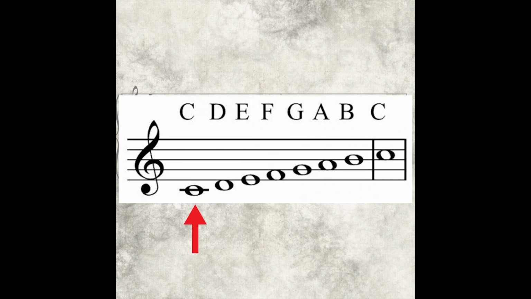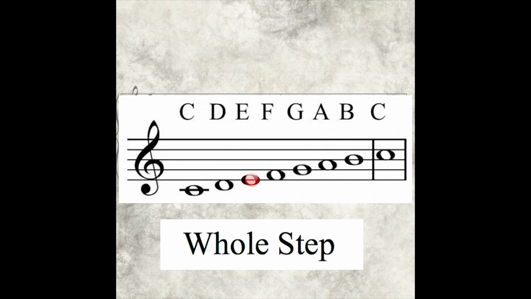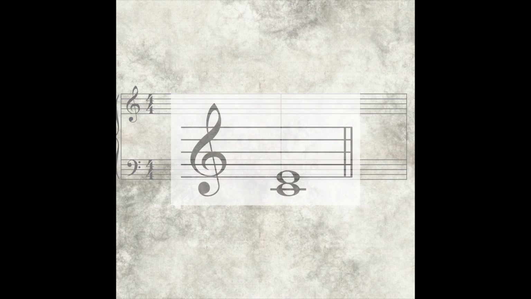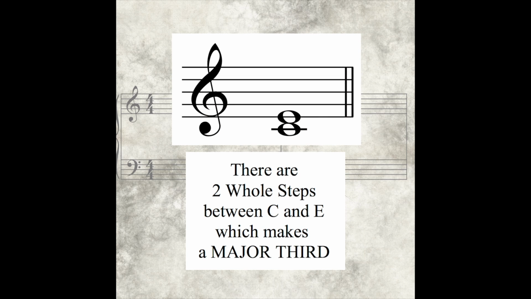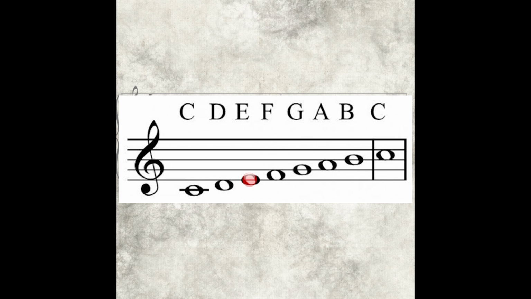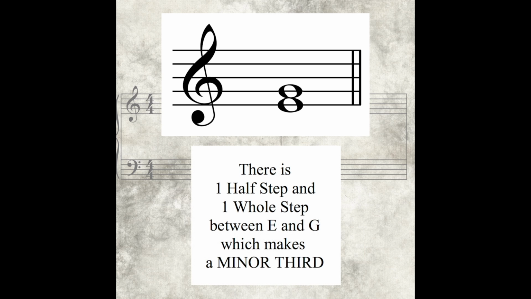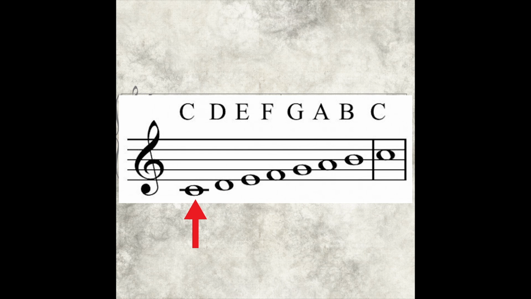Let's talk distance. The distance from a C to an E. C to D is a whole step. D to E is a whole step. 2 whole steps, a major third. Now E to G. E to F is a half step, and F to G is a whole step. A whole step plus a half step, a minor third. The total distance from C to a G? Some combination of 3 whole steps and a half step, which equals a perfect fifth.